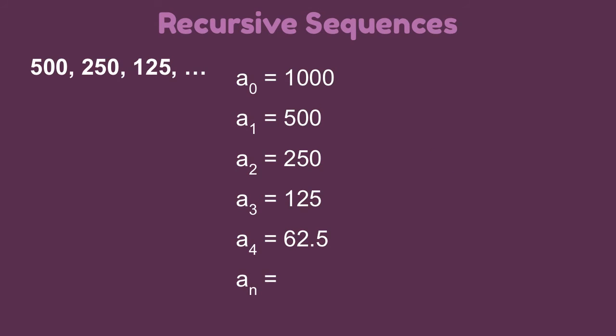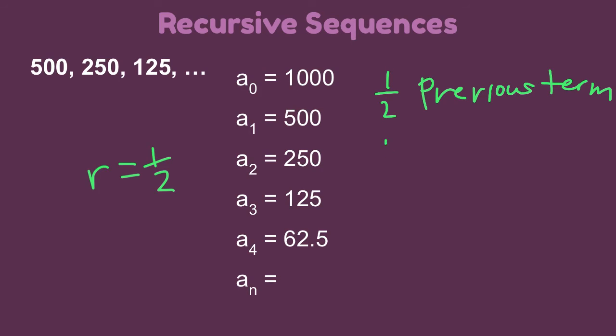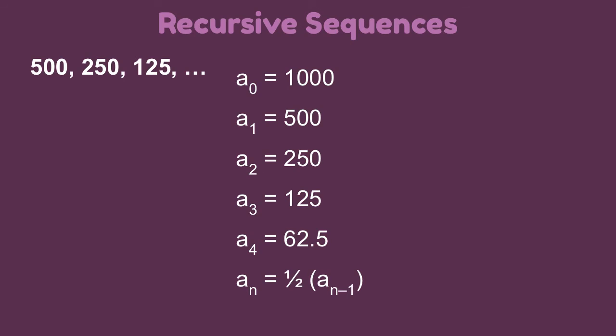So now we're going to try to write our equation. The key things that we need to know for our equation are our common ratio, which again is 1/2. If you think about how we generate this sequence, all we do is take half of the previous term. So we're going to do half of our previous term, and the notation for the previous term is a sub n minus 1. So here's what the equation looks like.